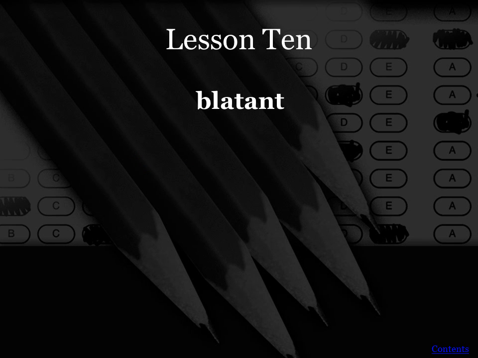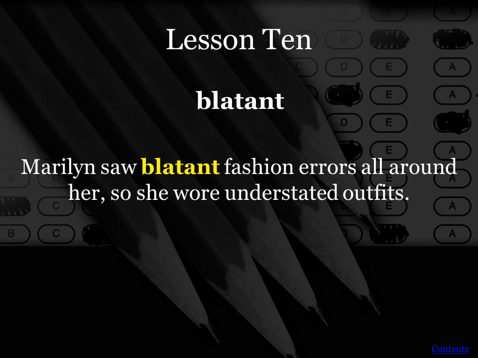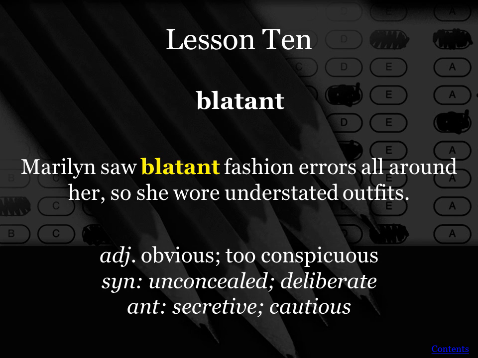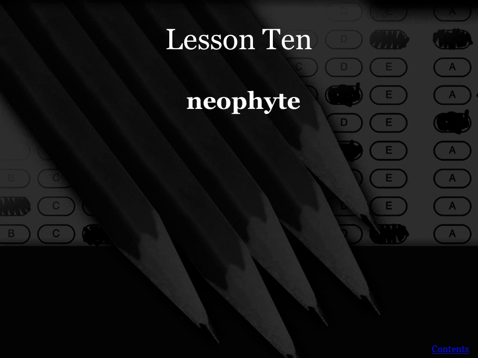Next is blatant. This one's going to be an adjective. Marilyn saw blatant fashion errors. It's describing the fashion errors all around her. So she wore understated outfits. If something is blatant, it's obvious. There's no hiding the error or the mistake. Too conspicuous. It stands out. Synonyms would be unconcealed or deliberate. Opposite would be secretive or cautious. I think blatant is used in basketball. I think, if I'm right, they're blatant fouls. Basketball players, you can correct me in class on that.